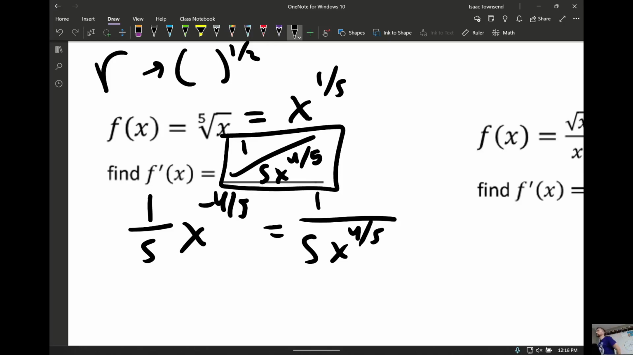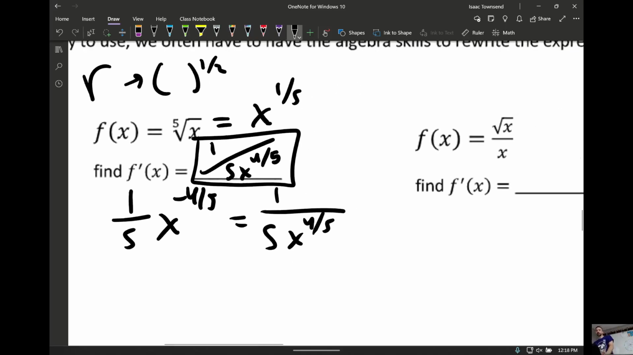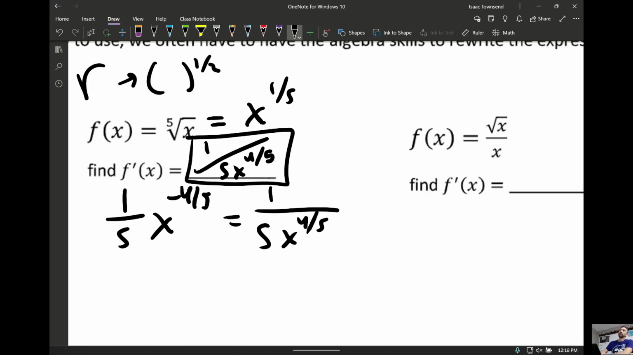And you don't have to do this all the time, by the way. A lot of times with power rule, you don't even have to do this, but I just need to make sure you don't fall into the trap thinking that these are all ready to go.